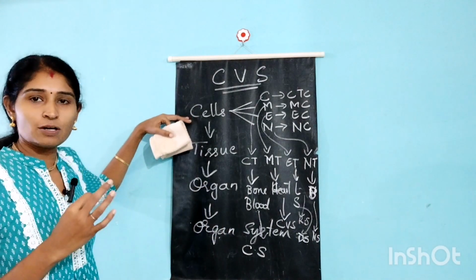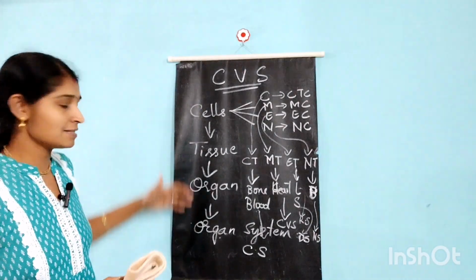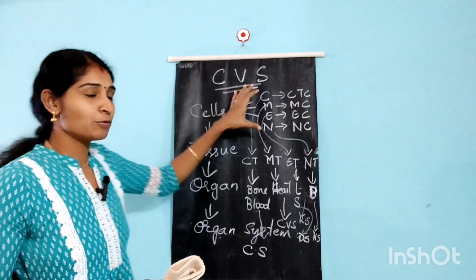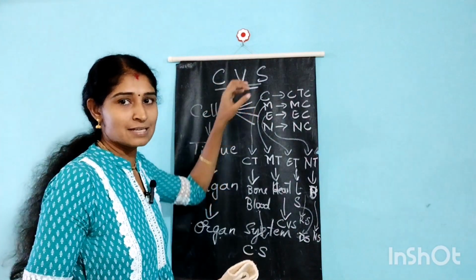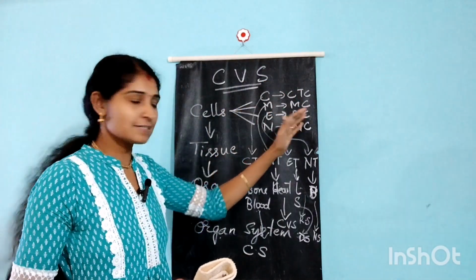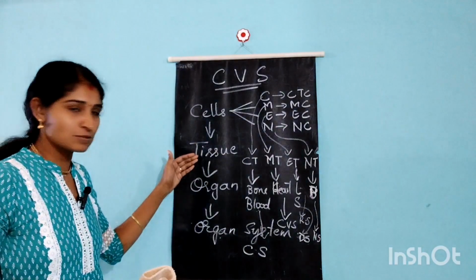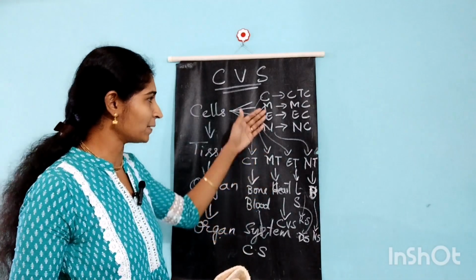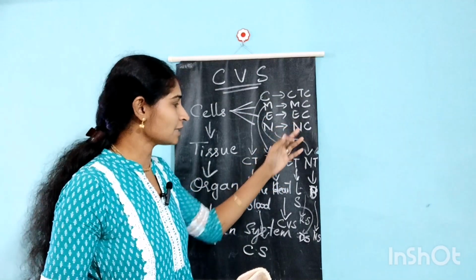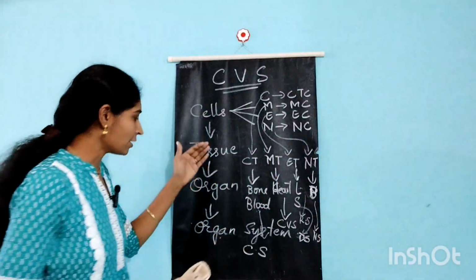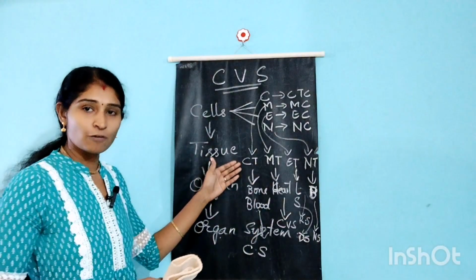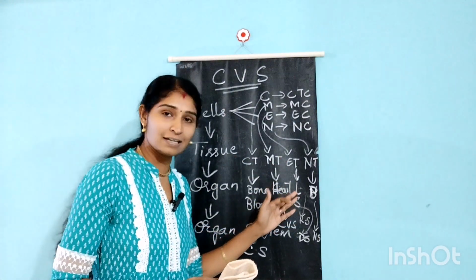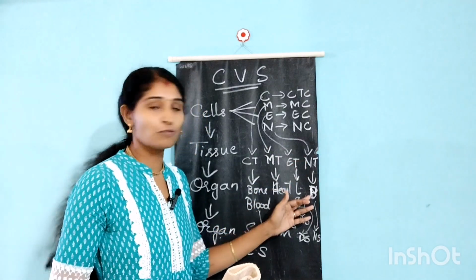Whenever we deal with the physiology, we need to know these things properly, that is cells, tissues, organ system. How to remember the cells? 4 in number, C-men, that is connective tissue cell, muscle cell, epithelial cell, nerve cell. Then from cells, the tissues are formed. From connective tissue cell, it is connective tissue, muscle cell, muscle tissue, epithelial cell, epithelial tissue, then nerve cell, nervous tissue. Then the organs: connective tissue forms bone and blood, muscle tissue forms the heart, epithelial tissue forms the lungs and stomach, nerve tissue forms the brain.